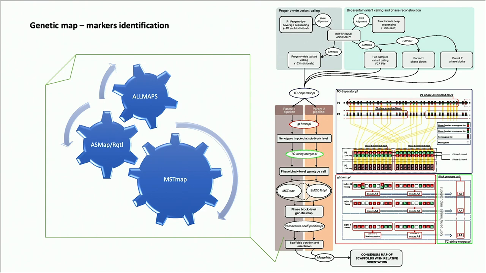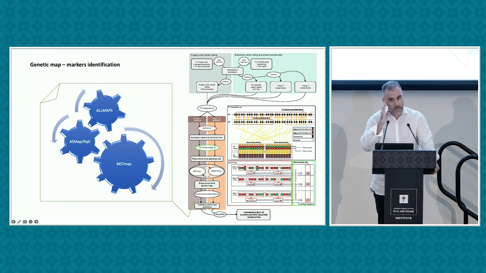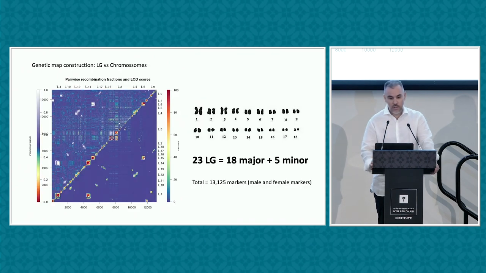I will not go into detail about what I did in this pipeline, but everyone who is interested can explore more after the talk. The end result was quite good. We were able to produce a recombination genetic map with 18 major linkage groups that stand for the 18 chromosomes and 5 minor linkage groups that we were not actually able to anchor on the 18 major ones. We were able to identify about 13,000 markers, which for a genetic map with the dimension of the date palm genome is already considered a high-density marker genetic map.